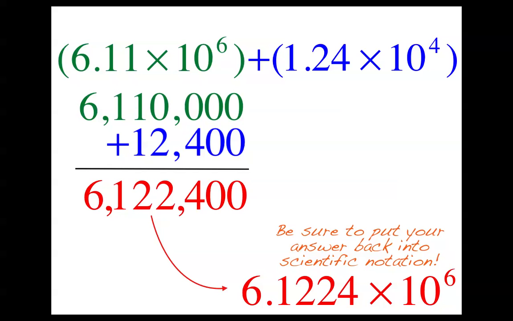but we're going to make sure we put our answer back into scientific notation. So how did I get 6.1224 times 10 to the 6th? Well, I counted these 1, 2, 3, 4, 5, 6, and I made it 6.1224 times 10 to the 6th power. And that's all you got to do. You just unscientific notationize those two numbers, and then do the addition or subtraction or whatever you need to do, and then re-scientific notationize your answer so that your answer is in scientific notation.